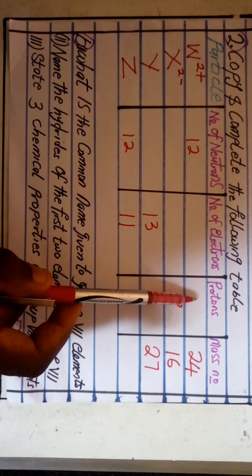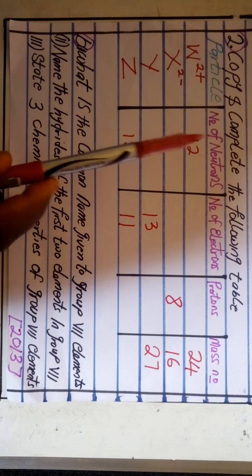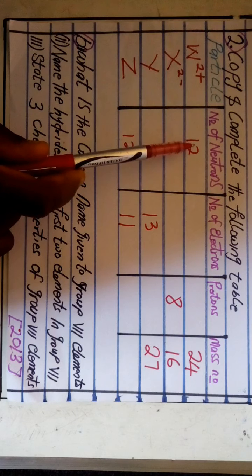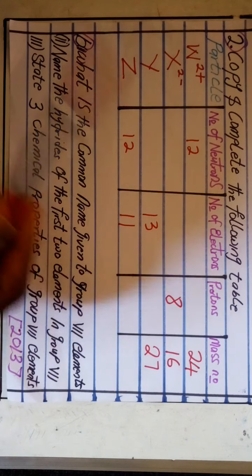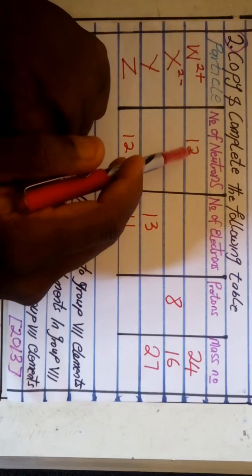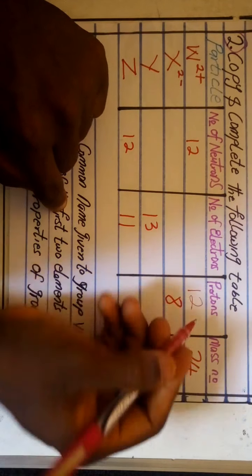Let's start with protons. So we know that neutrons plus protons equals the mass number, right? So to get the protons, we subtract neutrons from the mass number. And when we do that, we get the number of protons to be 12. 24 minus 12, you get 12.